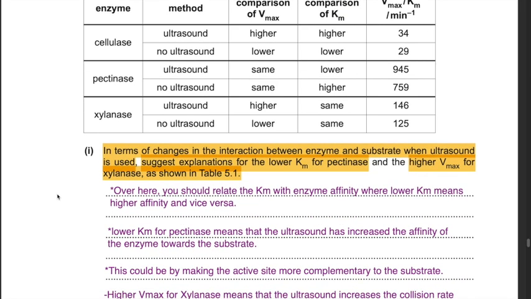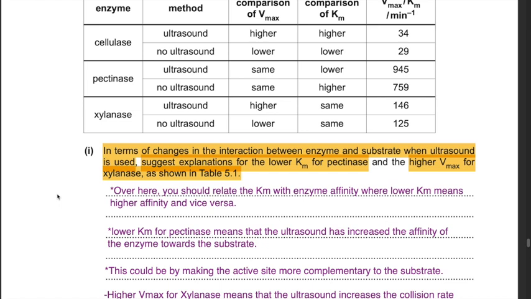Part 1. In terms of changes in the interaction between enzyme and substrate when ultrasound is used, suggest explanations for the lower Km for pectinase and the higher Vmax for xylanase as shown in table 5.1. As soon as you see the word Km, you should definitely focus on enzyme affinity. Km is linked with enzyme affinity, where lower Km means higher enzyme affinity and higher Km means lower enzyme affinity. There is an opposite correlation between the two. Lower Km means higher affinity, higher Km means lower affinity.